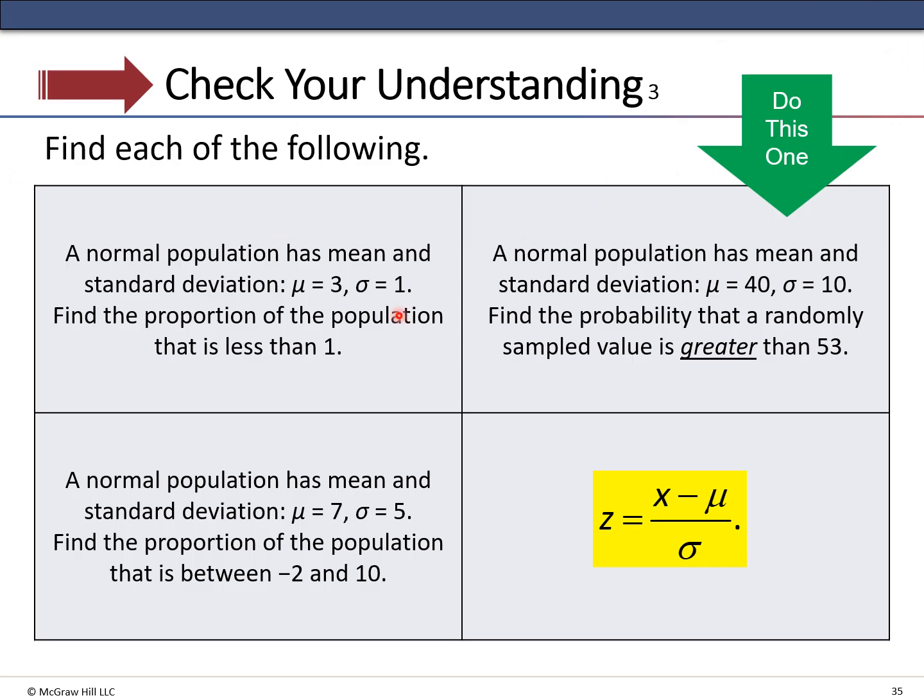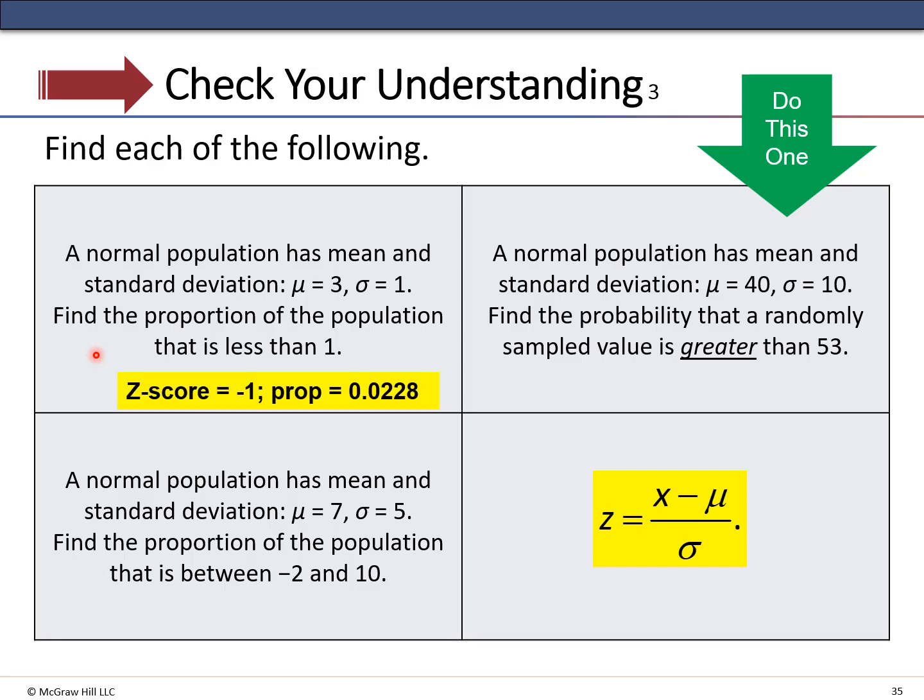A normal population has mean and standard deviation of 3 and 1. Find the proportion of the population that is less than 1. So again, we're going to calculate the z-score, and then we're going to look in the table for that value.